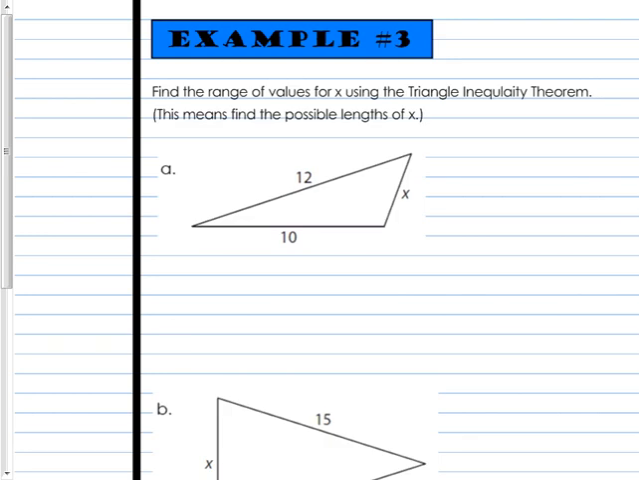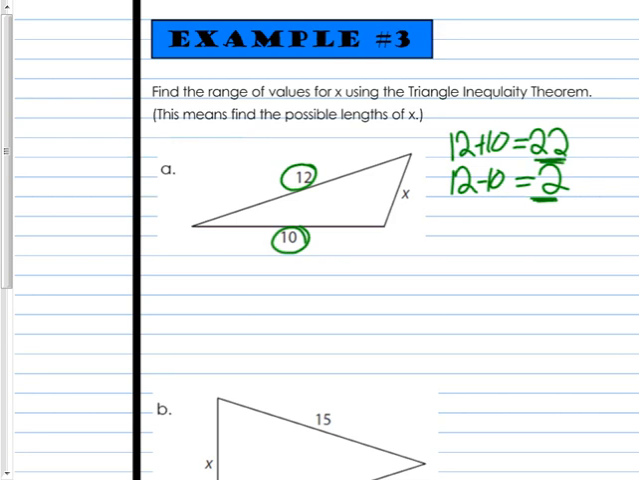Now, example 3, we're going to find the range of values. Knowing what we know, we're going to apply that to find what this missing value could be. Here's what you're going to do. You're going to add the two sides they give you together: 12 plus 10 is 22. And you're going to subtract the two sides they give you: 12 minus 10 is 2. So this missing side has to be greater than 2, but it has to be less than 22. And here's how you write this.